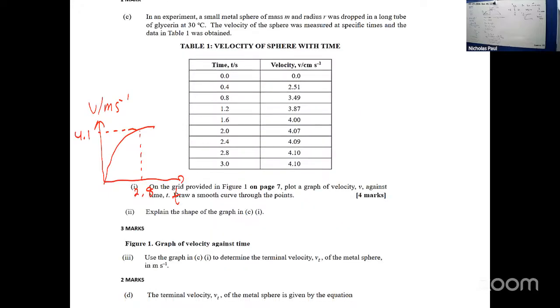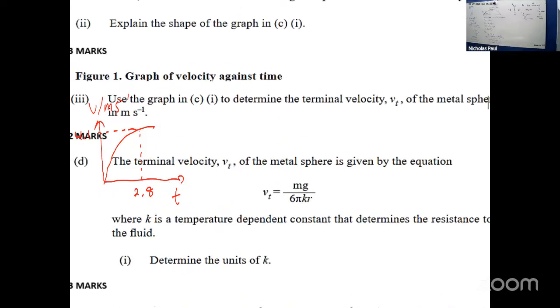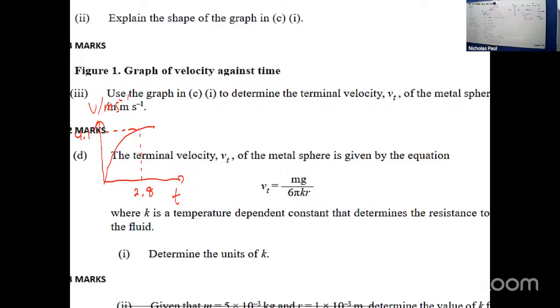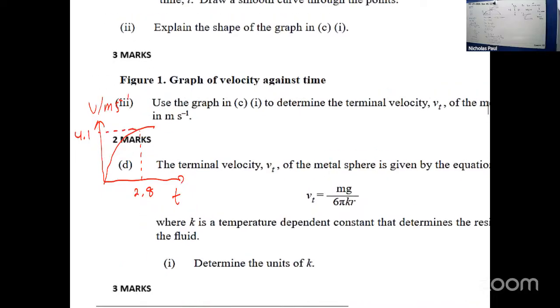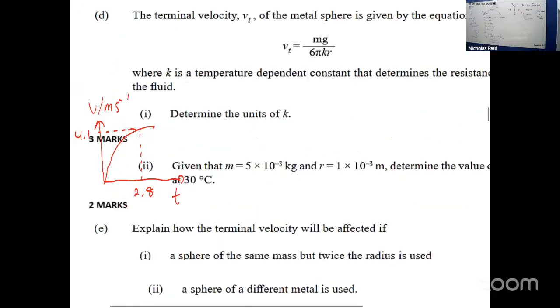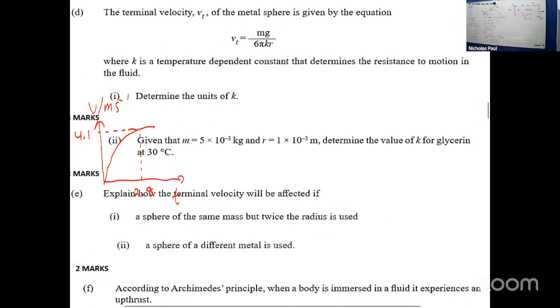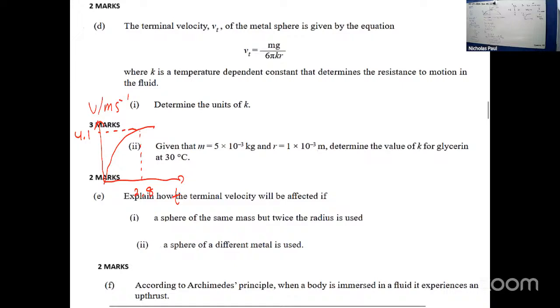Next one here. Explain the shape of the graph. We can handle that. Use the graph to find terminal velocity. We can handle that. We did part D already, at the beginning. Nice. We'll go on to part 2 now, D and E.